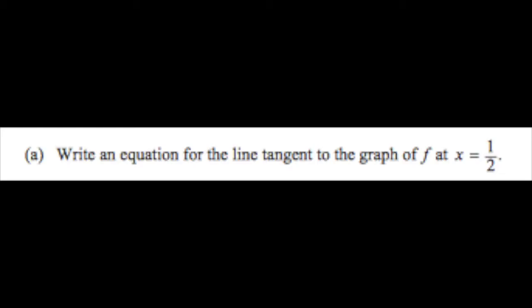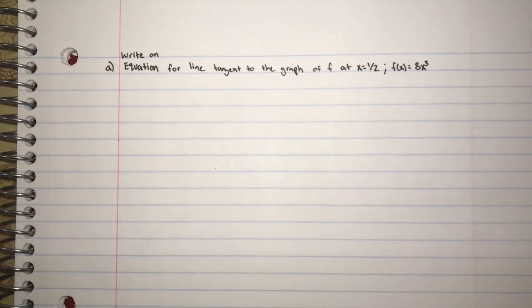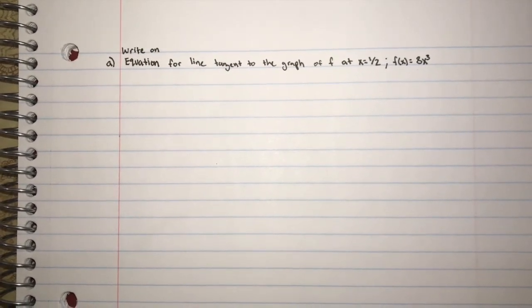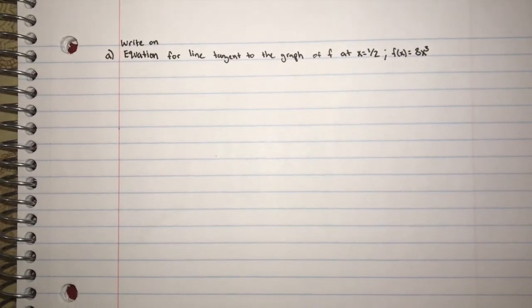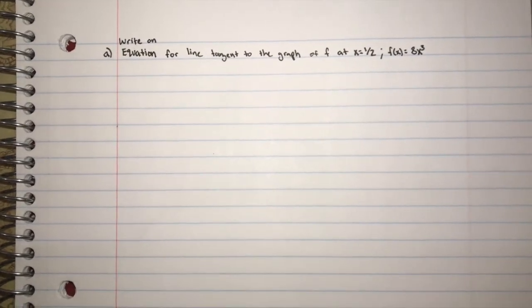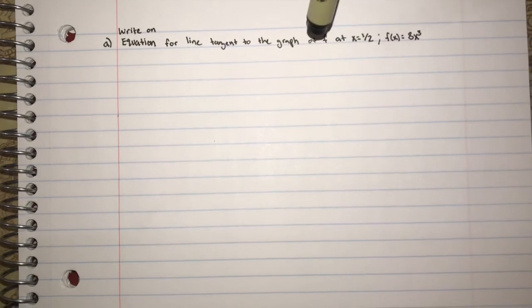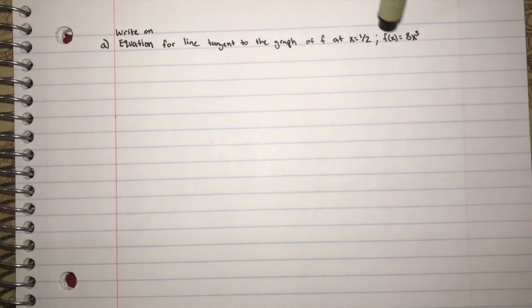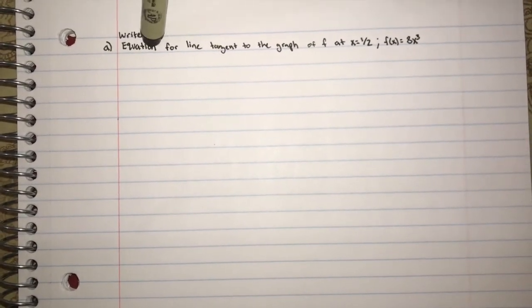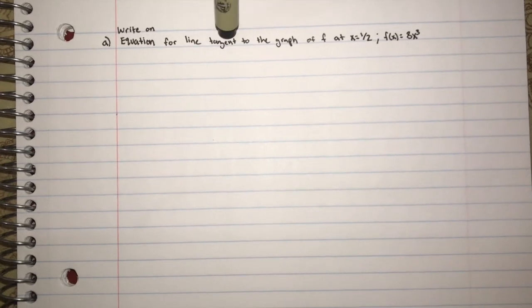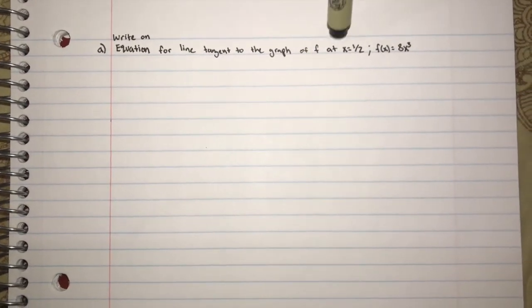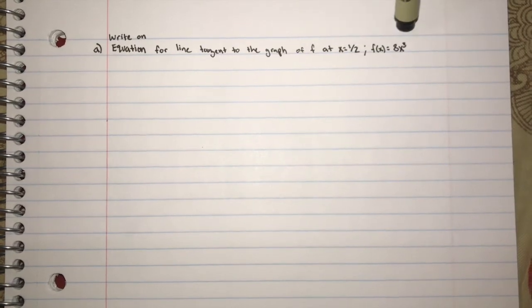Starting with problem A, it states, write an equation for the line tangent to the graph of f at x equals 1/2. So we start, and we were given the equation f of x equals 8x cubed. We will be looking to find the equation tangent to the graph of f at x equals 1/2. In other words, when it states to write an equation tangent to the graph, it means to find the derivative as well as the slope.